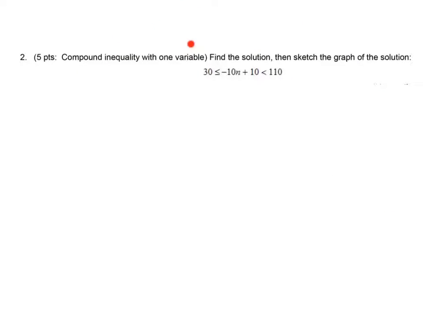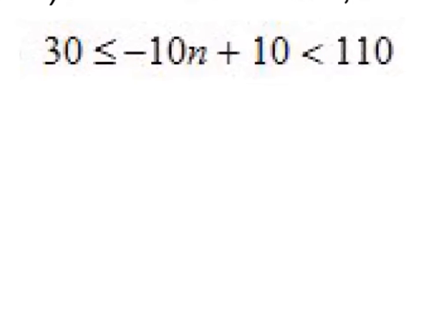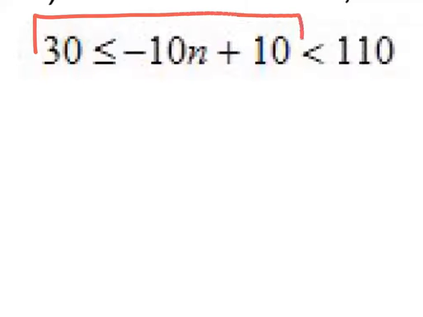So here we have another compound inequality with one variable. We're going to have to find the solution and then sketch it. And what do I know? I know that this problem has 2 parts. What we're going to have to do is first find the value of n for the left side, basically everything that's to the left of this sign right here. And then we're going to split it up on the right side as well. We need to solve for n with all the information that's to the right of this sign. So it looks a little bit like this.